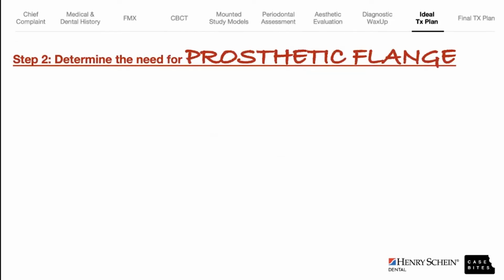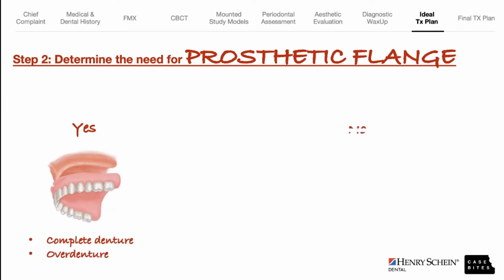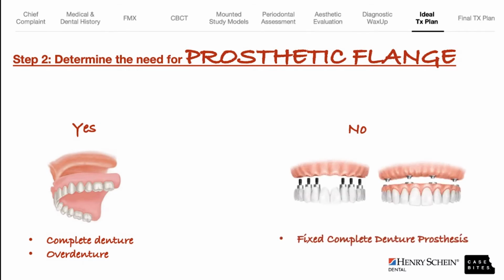The second step in my world is usually the prosthetic flange for those cases. So I want to know for this particular patient, do we need a prosthetic flange or we don't need a prosthetic flange? And that's a big question mark. Most patients present to us want fixed restorations. They don't like the dentures. They don't want the dentures.